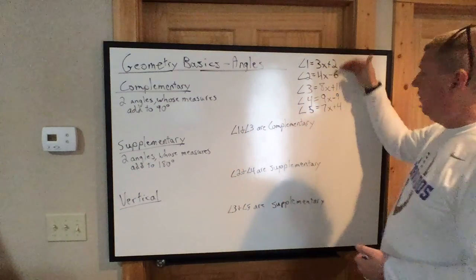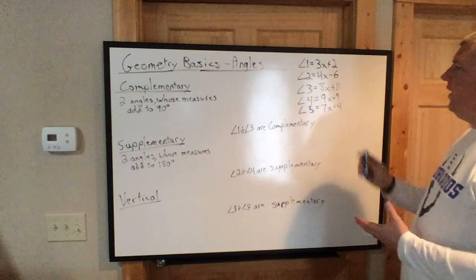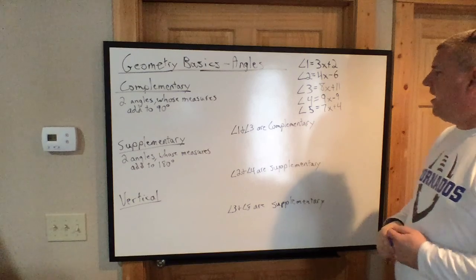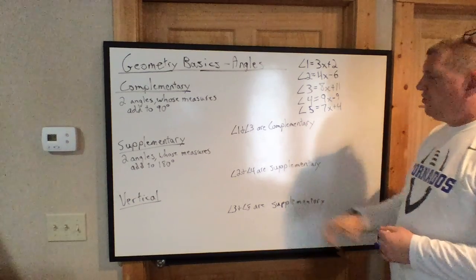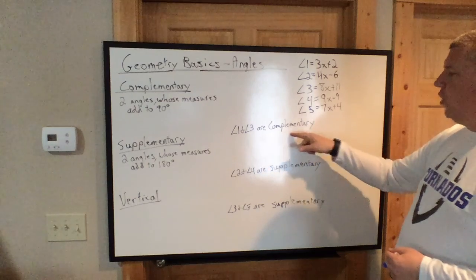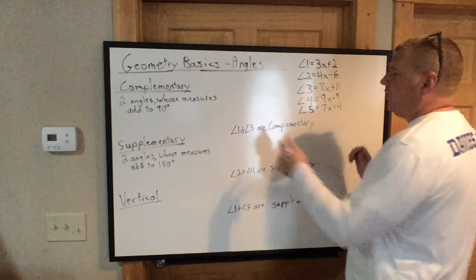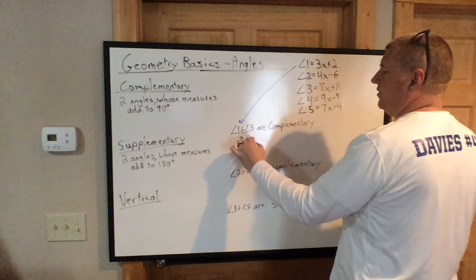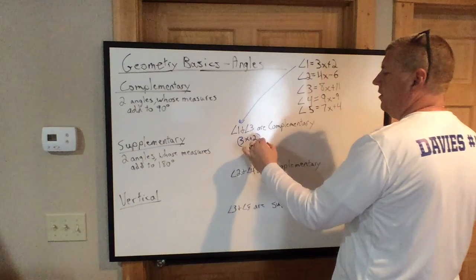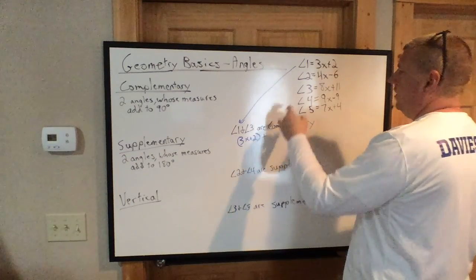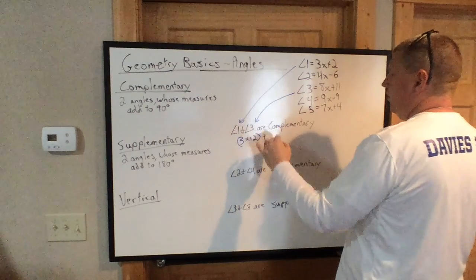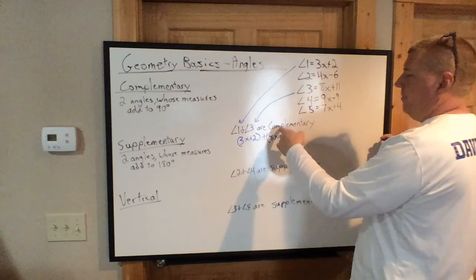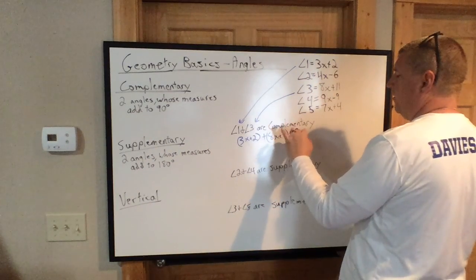So as we look at our list of angles over here, angle 1 is 3x plus 2, angle 2 is 4x minus 6, angle 3 is 8x plus 11, angle 4 is 9x minus 9, and angle 5 is 7x plus 4. In our first statement, it says angle 1 plus angle 3 are complementary. Angle 1 is 3x plus 2, plus angle 3, which is 8x plus 11. And it's complementary, so they add together to give me 90 degrees.